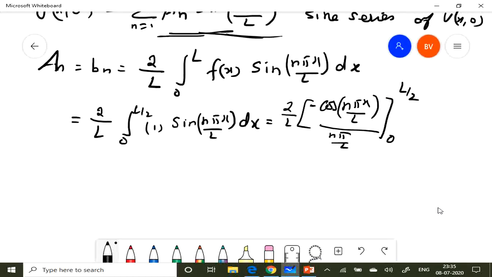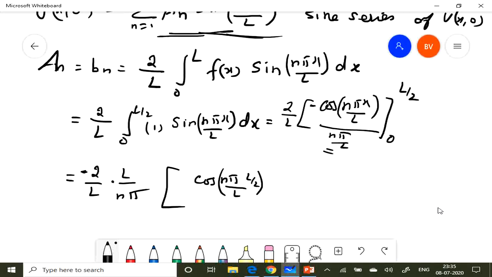So substitution of the upper and lower limit will get you this 2 over L. This can be written as L over n pi. The denominator can be taken outside, and now the negative is also coming outside. In this cosine n pi x over L, x should be replaced by L by 2. So what happens there? Upper limit: cosine n pi x, x is L by 2, over L, minus cosine 0, which is 1.